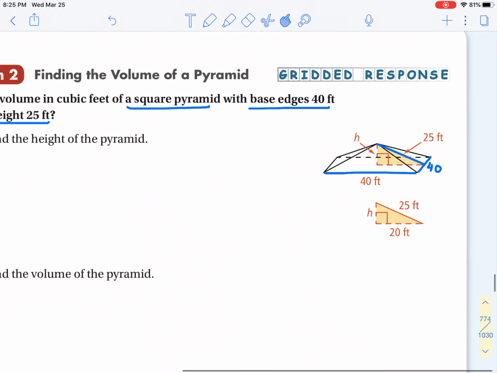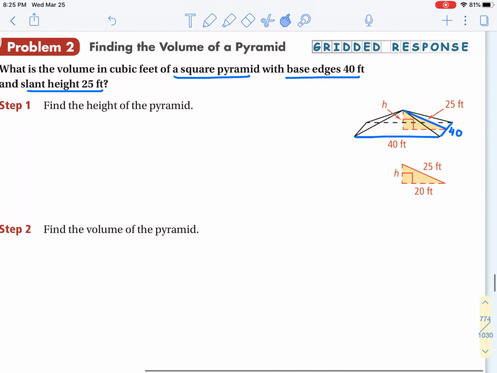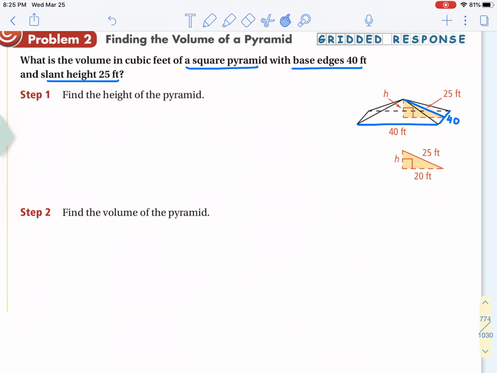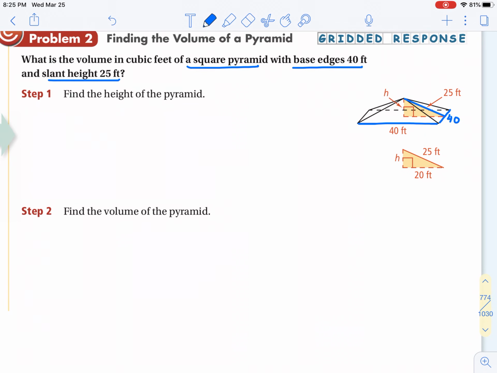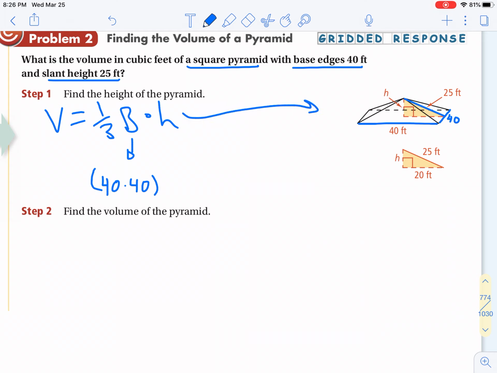The way they're leading you is to find the height of the pyramid first, but I am going to do it the way I would teach you, and that is to start off with the equation. Volume equals 1/3 times the base times the height. Now, the base is pretty easy. That's just going to be 40 times 40 because we're dealing with a square. So let's focus our attention on finding the height.